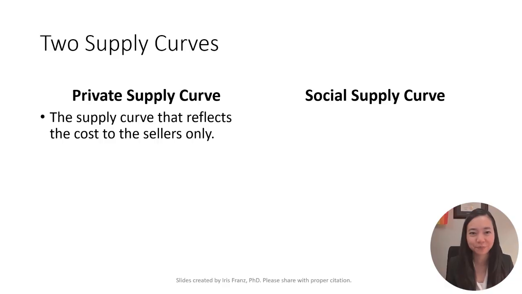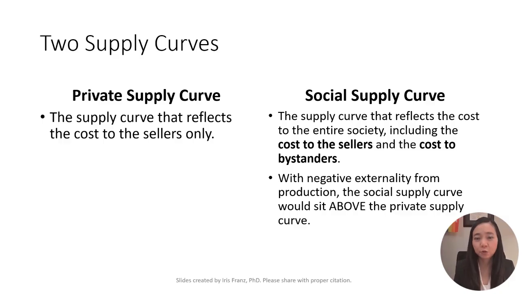When we talk about negative externalities from production, it's important to distinguish between the private supply curve and the social supply curve. The private supply curve reflects the costs faced by producers only, such as labor and capital. This is the supply curve we normally see in a free market. However, when production creates negative externalities like pollution, there are additional costs imposed on bystanders. The social supply curve includes both the private costs of production and these external costs. As a result, the social supply curve lies above the private supply curve.